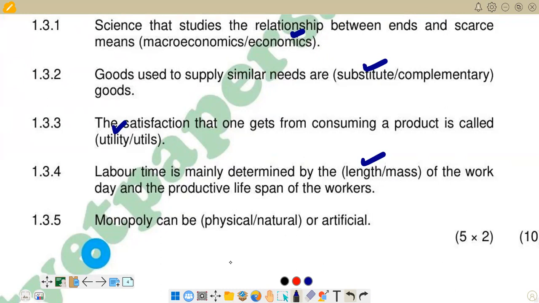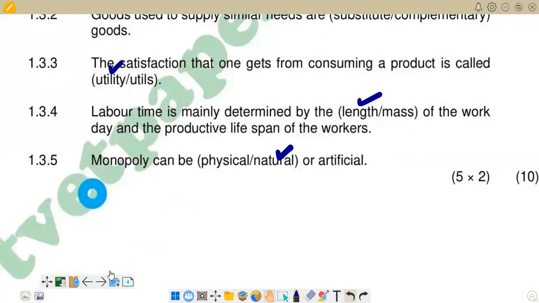And then the last one on that question is: monopoly can be dash or artificial. We know you can have an artificial monopoly, and also a natural monopoly. So natural monopoly is the most appropriate there. Right. So we go on to look at what we have. Can go to the next.